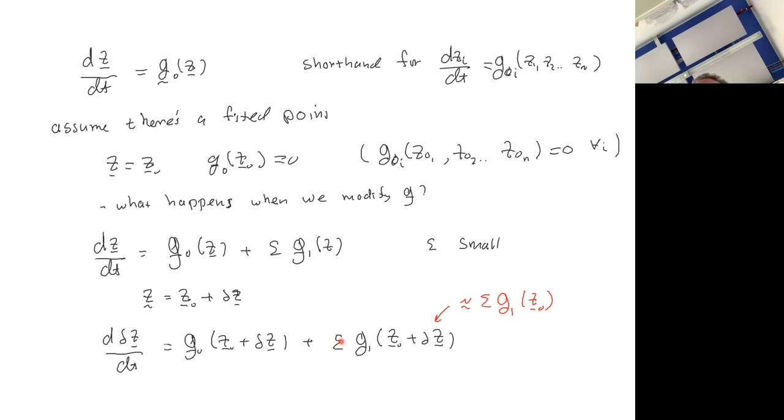Let's make this a little more rigorous. We can write this term as epsilon G1 of z naught, which is actually a vector, plus delta z dotted with the partial derivative with respect to z naught of G1, and there are also higher-order terms, times epsilon. And now we have two small parameters: epsilon is small and delta z is small. So we just ignore this term.